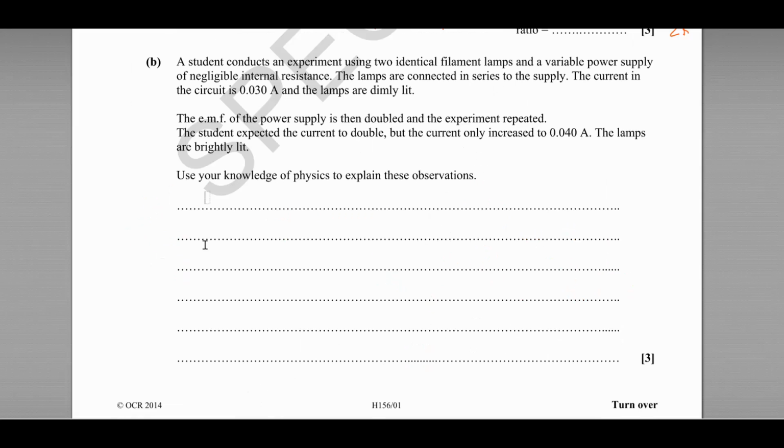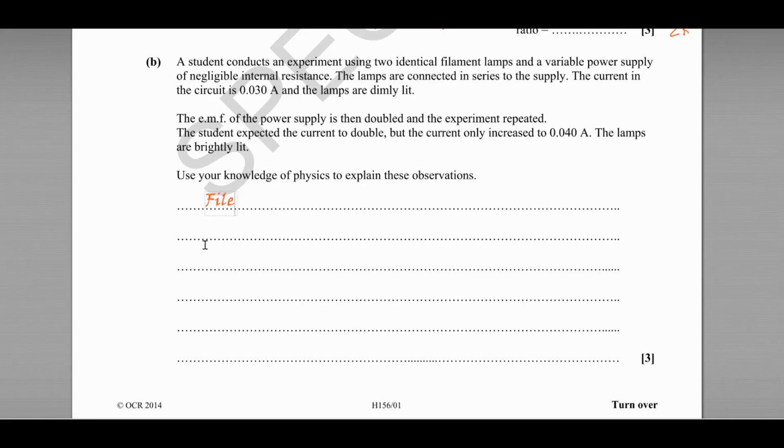Part B gives us an experiment that students conducted with two identical filament lamps and a variable power supply that has no internal resistance. The lamps are connected in series, the current is 0.03 amps, and the lamps are dimly lit. The student then doubles the EMF, and he expects the current to double, but he finds that the current actually only increases to 0.04 amps. The lamps are now brightly lit. Use your knowledge of physics to explain these observations.